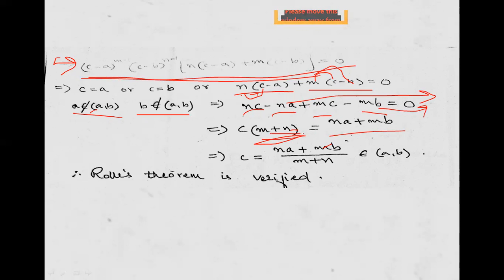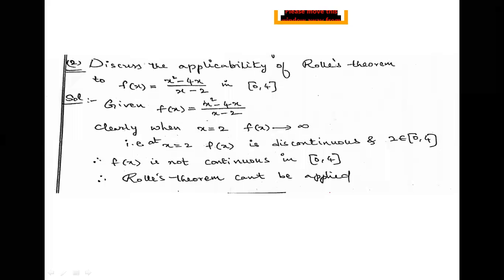Send this m plus n to your right hand side. Here it was in multiplication, so it will become division. C is equal to (na plus mb) by (m plus n), which belongs to the open interval a comma b. Hence Rolle's theorem is verified. We got the value of c. Rolle's theorem is verified. Next question.